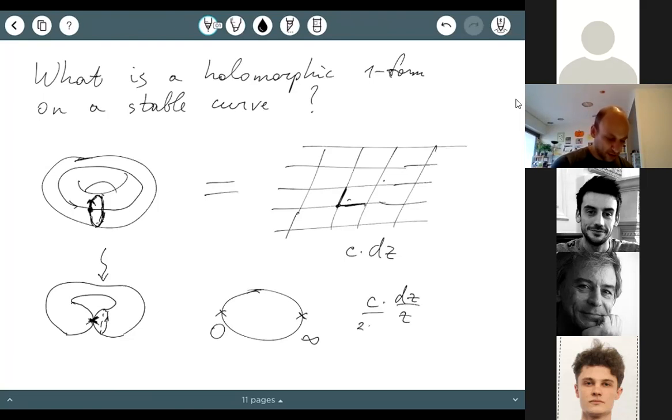Maybe I should write over 2 pi i. I don't know, doesn't matter. So constant times dz over z. So this constant, up to a factor of 2 pi i, is the integral of the form along this cycle. And it is determined by it. Well, it's the limit of what the integral was before the curve collapsed, before the cycle collapsed.